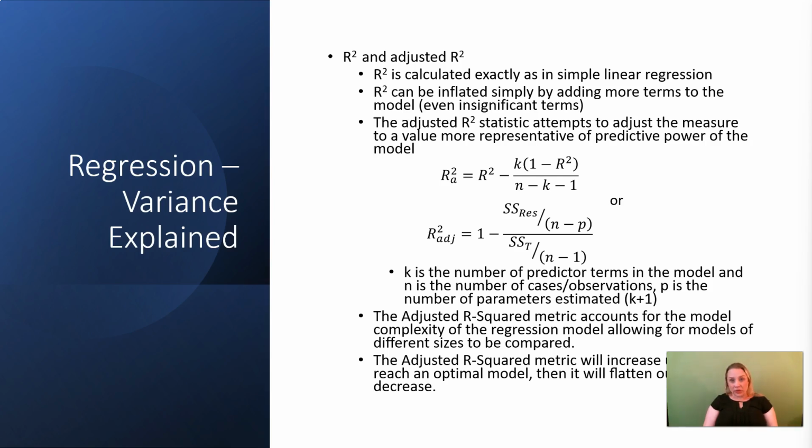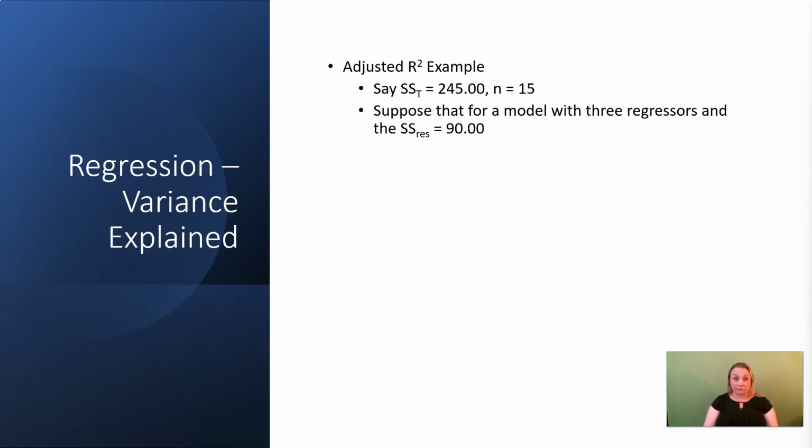We also look at R-squared and adjusted R-squared. With multiple linear regression, you do need to report both of them. R-squared is calculated the same way as for simple linear regression. Adjusted R-squared, if you notice here, we're taking our R-squared value and dividing by n minus k minus 1. So the more parameters that I have in my model, this is going to bring my adjusted R-squared down. And so this value is being used to account for the complexity of the regression in the model, allowing for models of different sizes to be compared.